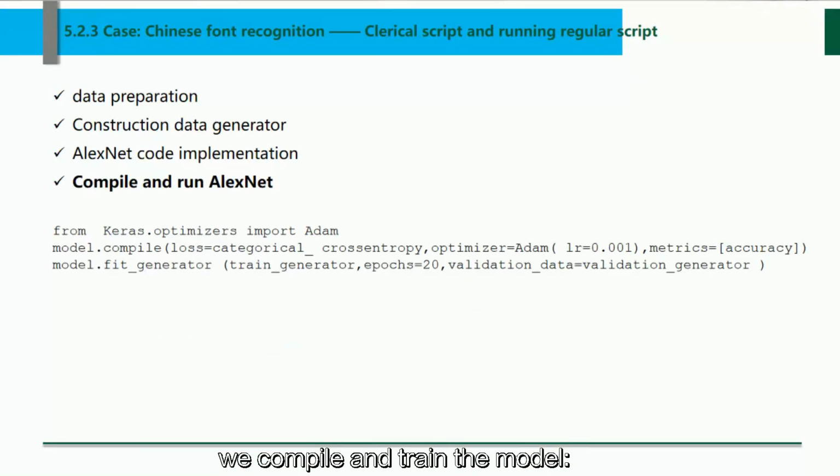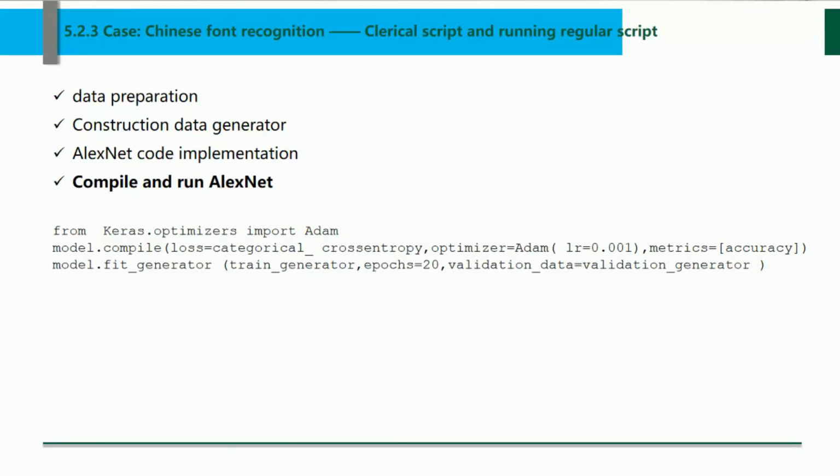Finally, we compile and train the model. Compile, use model.compile, optimizer equals Adam, lr equals 0.001, loss equals categorical_crossentropy, metrics equals accuracy. Adam optimizer with learning rate 0.001 is standard for AlexNet, categorical cross-entropy for multi-class, binary here, with one-hot labels, and track accuracy.